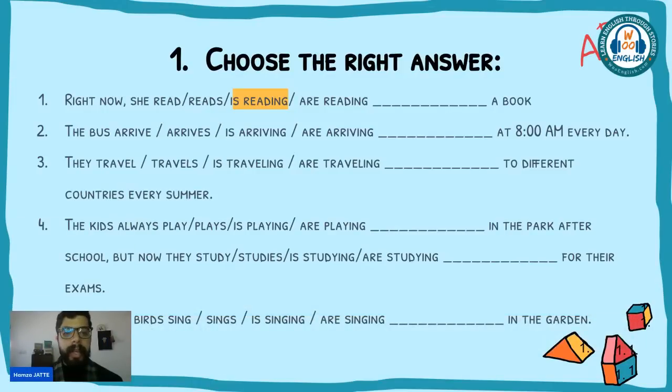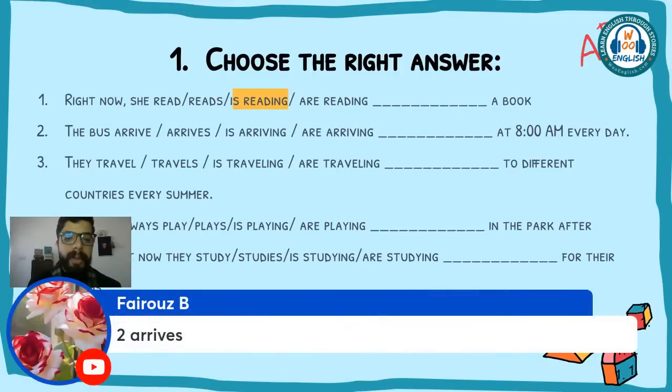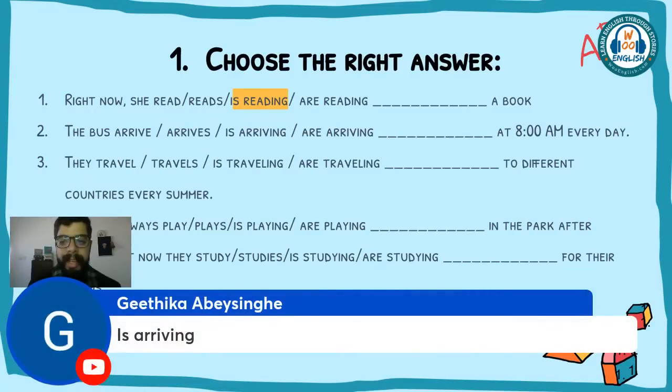Sophia, absolutely. Number two, the bus arrive. The bus arrives, the bus is arriving, or the bus are arriving at 8 a.m. every day. So what do you think? Number two. Indeed, Artium, because we have right now. You are absolutely correct. Is arriving. Getika. Okay.